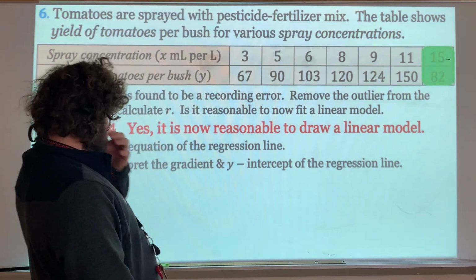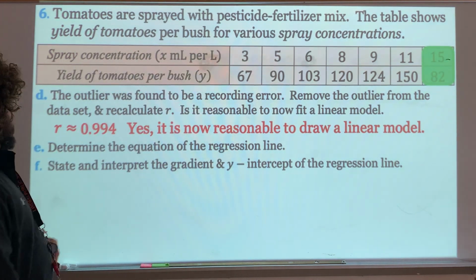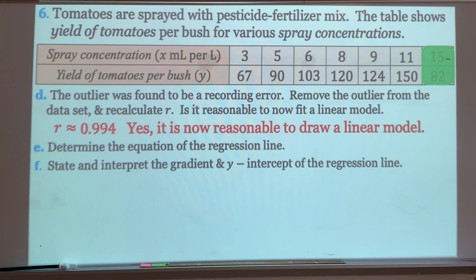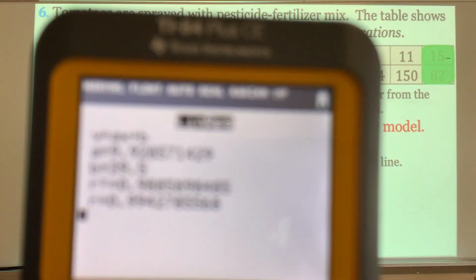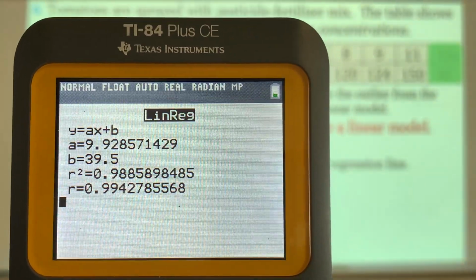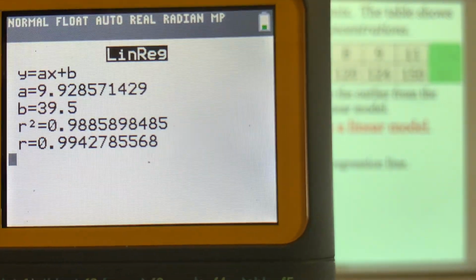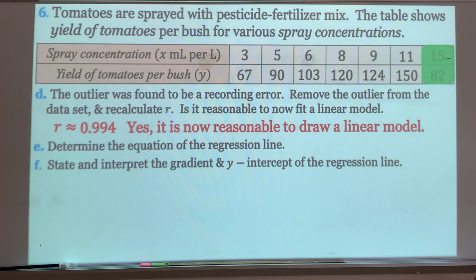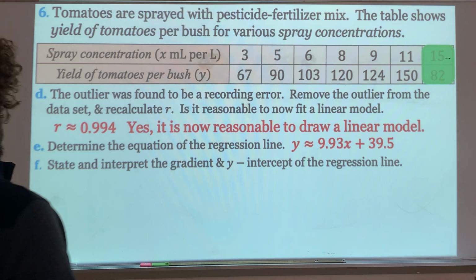It made no sense. Determine the equation. Oh, look at this. It's right on my calculator. Let's go back. Up. So I go back. All right. A goes next to X. So it's Y equals 9.93X plus 39.5. I use my A and my B. So using the calculator that we already did, Y equals 9.93X. We go to 3 significant figures, plus 39.5.